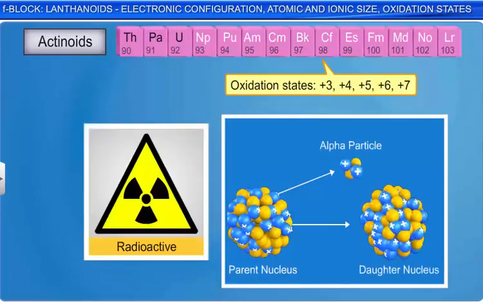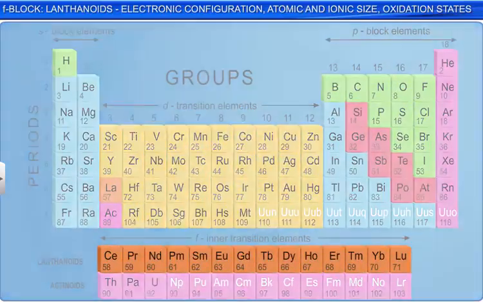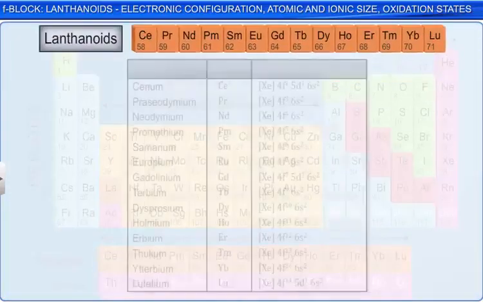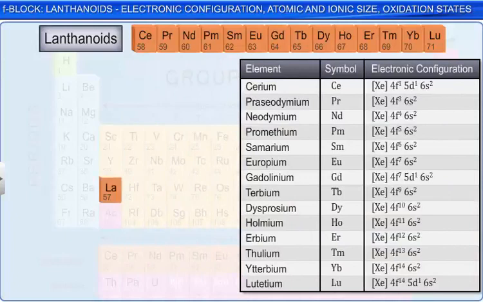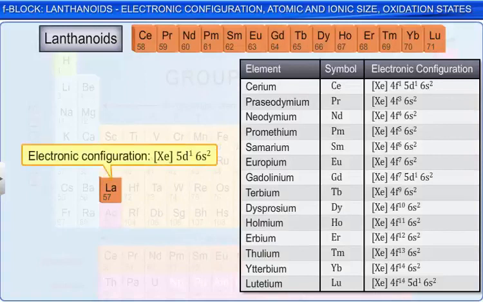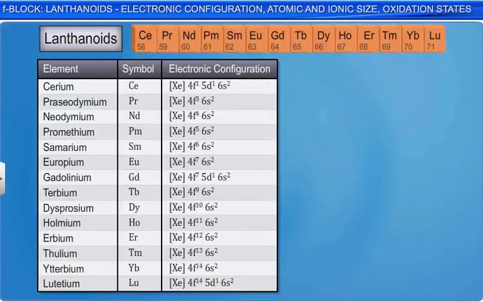Now let us first take up the lanthanoids. The electronic configuration of the lanthanoids is shown in the table. Lanthanum, the d block element preceding this series, has the electronic configuration of xenon core 5d1 6s2. We might expect that the 14 elements from cerium to lutetium would be formed by adding 1, 2, 3, up to 14 electrons to the 4f level.